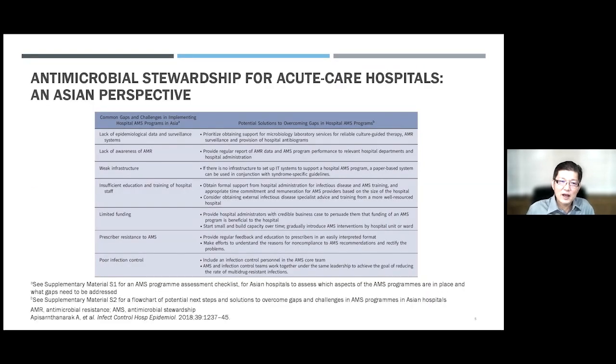With that, I would like to start that in Asia Pacific, there are some gaps that are quite common in this region, including the lack of epidemiology data, the lack of awareness in AMR, the weak infrastructure, the insufficient education and training of hospital staff, limited funding, and prescriber resistance to AMS program, as well as poor infection control. I consider these very common gaps and challenges in implementing AMS program in Asia.